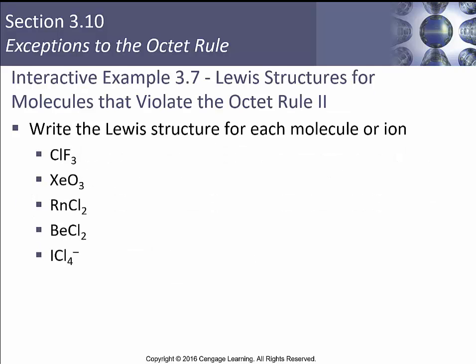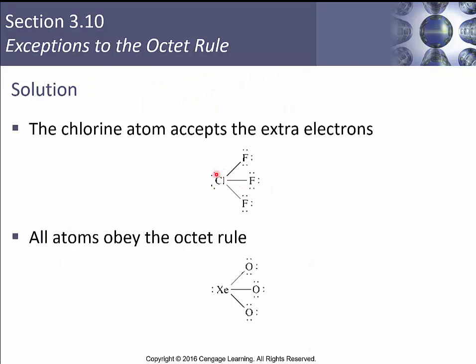Looking at a couple more examples, we'll do chlorine trifluoride, xenon trioxide, radon chloride, beryllium chloride, and iodine tetrachloride. If we do the chlorine atom in our chlorine trifluoride, we're going to have to bond something to this chlorine. The chlorine is going to have to be the central atom. The fluorines will go on the outside. They'll complete their octets. Chlorine's going to expand it, right? It's going to accept some extra electrons.